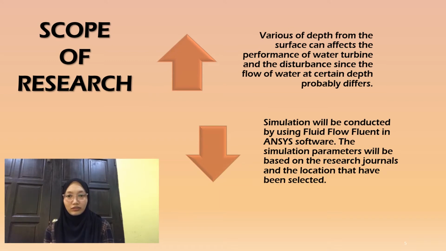Now moving on to the scope of research. In this research, values of depth from the free surface can affect the performance and disturbance of the turbine, since the flow of water at certain depth levels will be different. Apart from that, a simulation will be conducted by using the Fluid Flow Fluent in ANSYS software, and the simulation parameters will be based on the research journals and the location that has been selected.